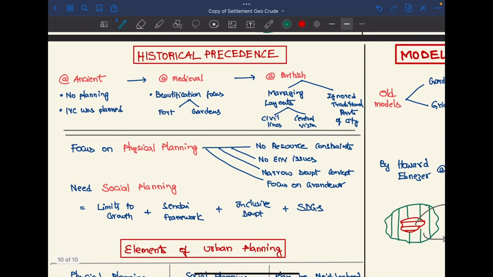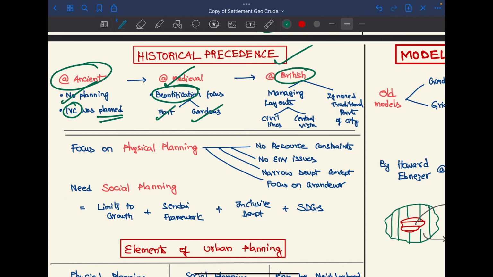Next let's see urban planning. First we have the historical precedents, which is that in the ancient times there was almost no planning. The exception was IVC, which was planned. In the medieval periods the focus was on beautification, for example forts and gardens. In the British times it was about managing layouts like civil lines and central vista, but it ignored the central parts of the city. So in all these periods it was focused on physical planning, because of no resource constraints, no environmental issues, narrow development concept and focus on grandeur.